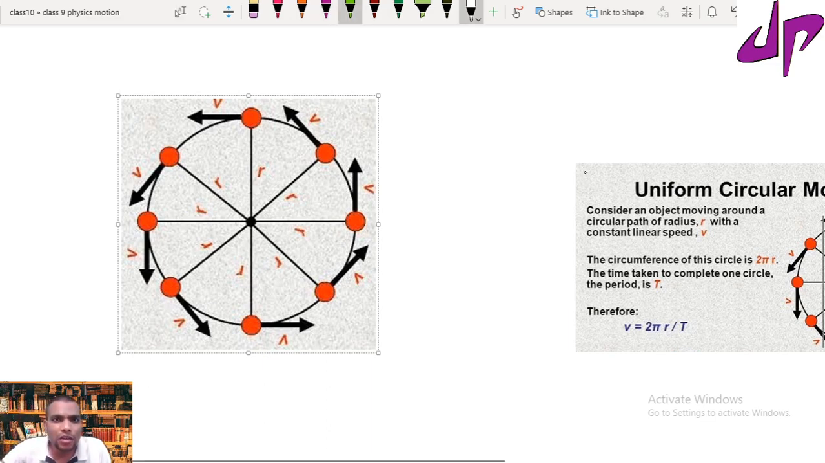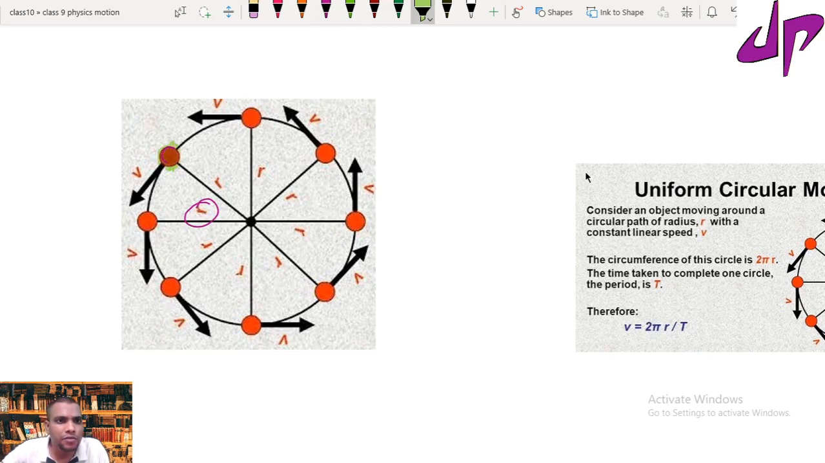Now here you can notice, if this circle has radius r, this is the radius r, and this is the position of the ball. If this is the position of the ball, you notice that the velocity direction at that point is pointing outward.